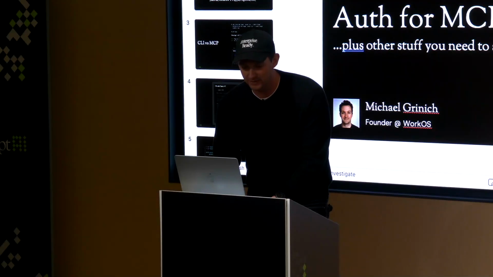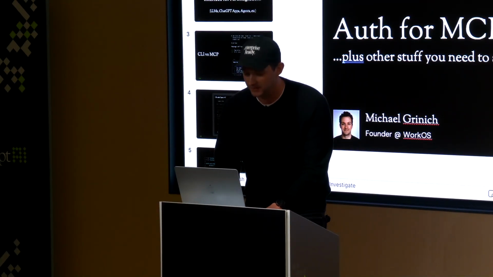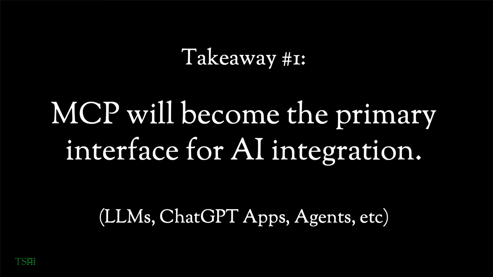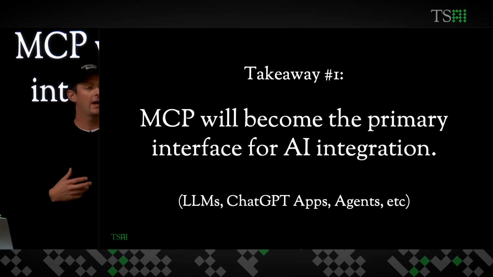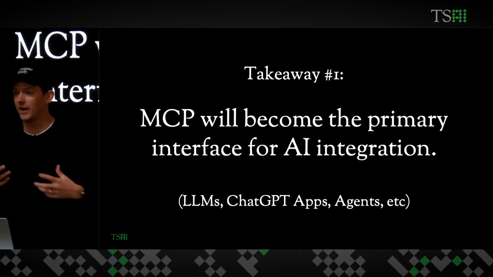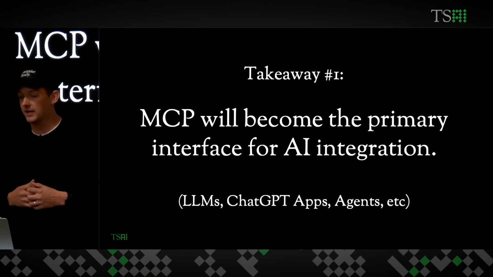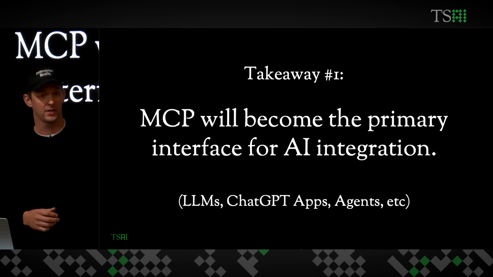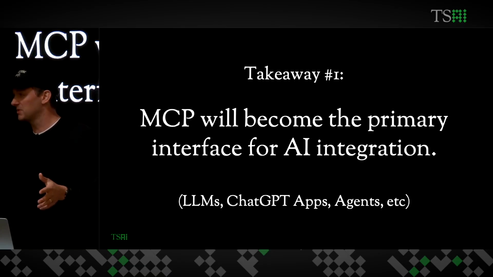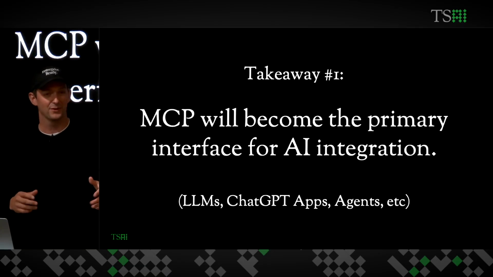So I'm going to be talking to you a little bit about MCP, and specifically about auth for MCP, which is kind of one of the hardest parts around it. First takeaway, right off the bat: I believe that MCP is going to become the primary interface for AI integration. What do I mean by this? I mean how LLMs connect to your apps. I also mean how agents actually interact with the world, how they talk with each other, and specifically also how ChatGPT applications will work. It actually is already based on MCP. So if you haven't built anything with MCP yet, it's probably time to start learning.